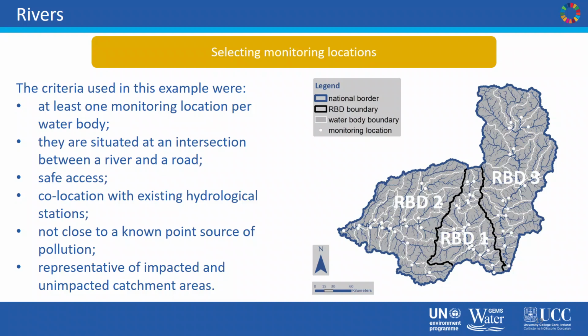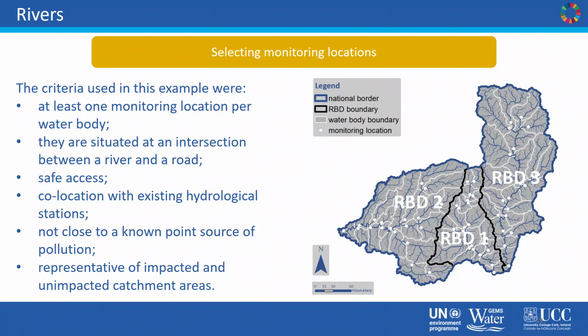Also a consideration here was the road network. Each of the monitoring locations is at an intersection between a river and a road, which makes it easier to access. That feeds into the next criterion, which is that access is safe. If there is an intersection between a river and a road, there's normally a bridge, so you can sample in this case directly from the bridge.